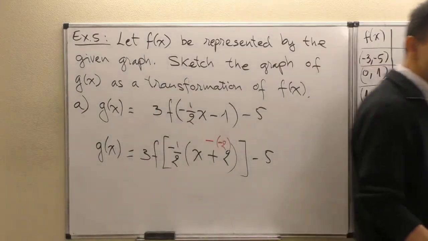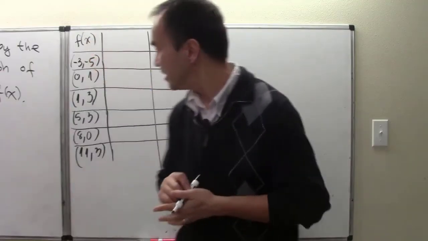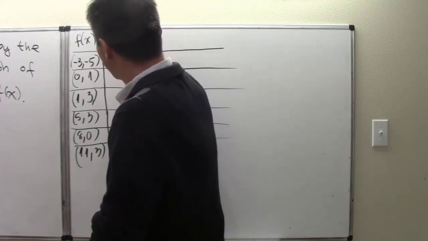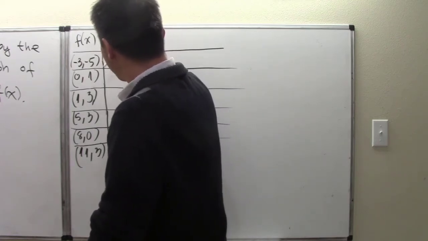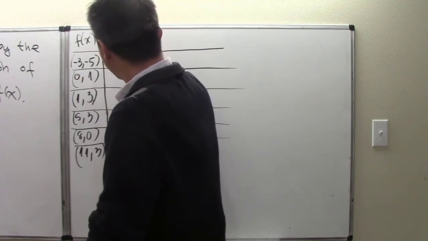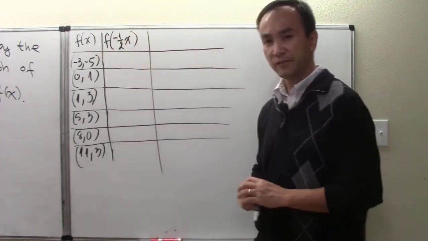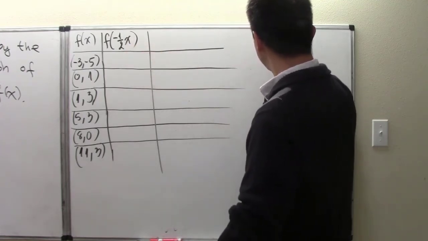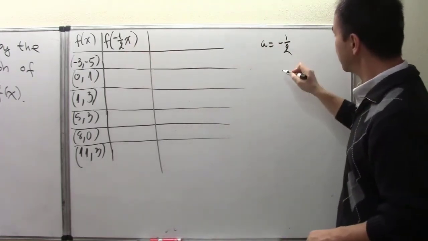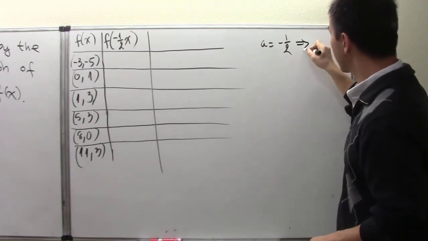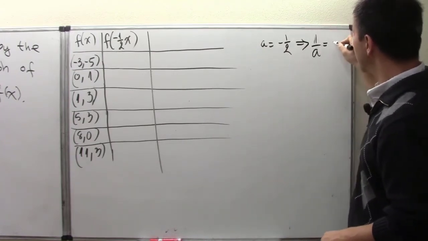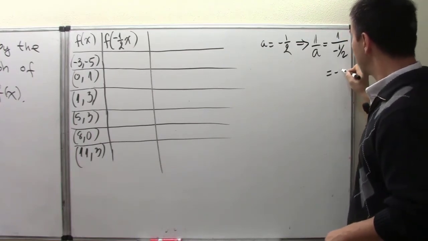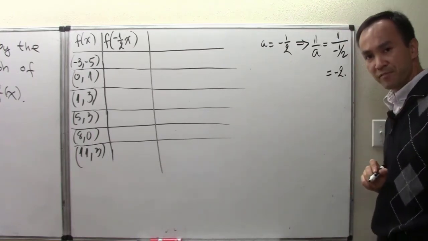And so here in this form, in my next step, I'm trying to nail down the transformation as in f of negative 1/2 x. Okay, f of negative 1/2 x. So that means this is the a value. So a equals negative 1/2. It means even further that 1 over a equals 1 over negative 1/2, which is finally negative 2.